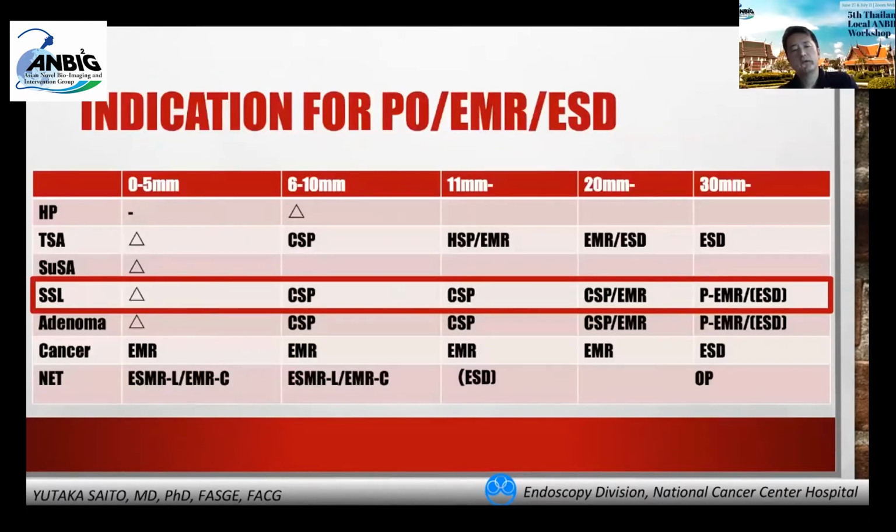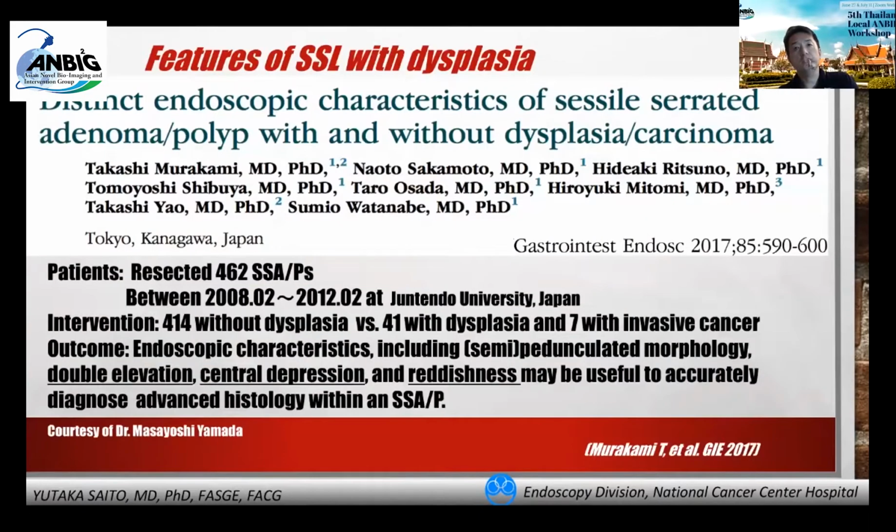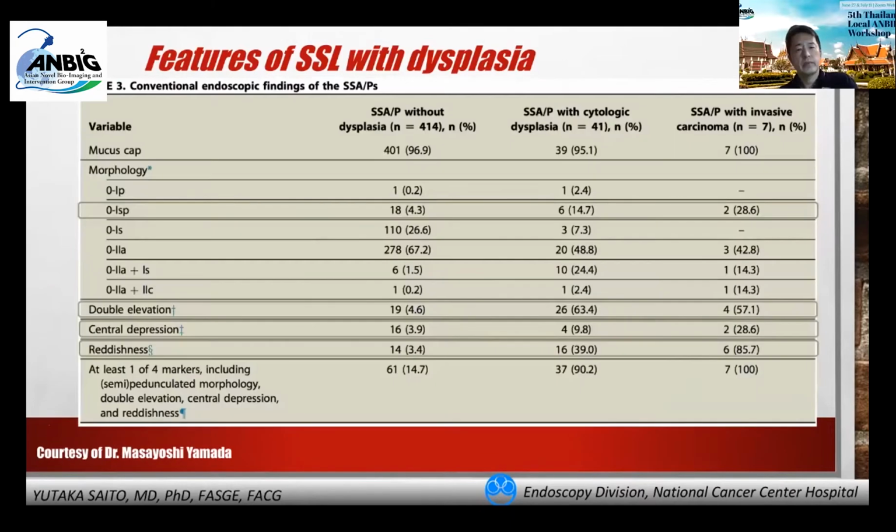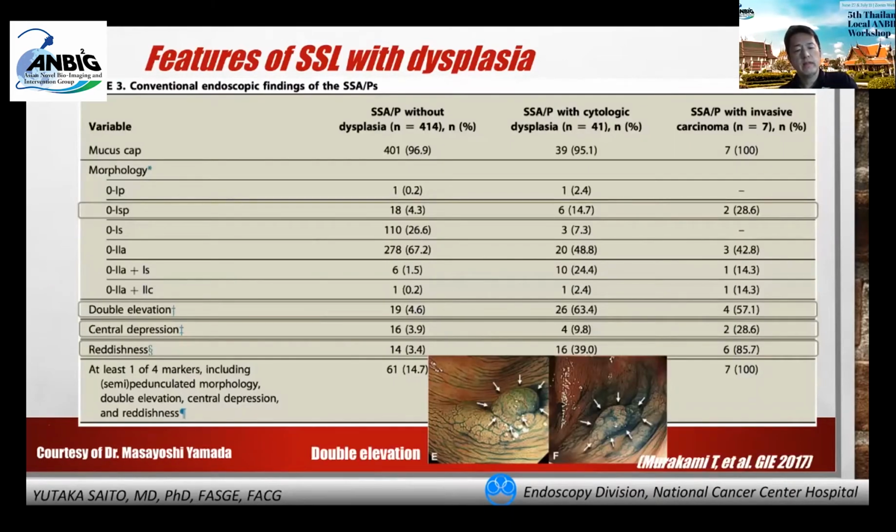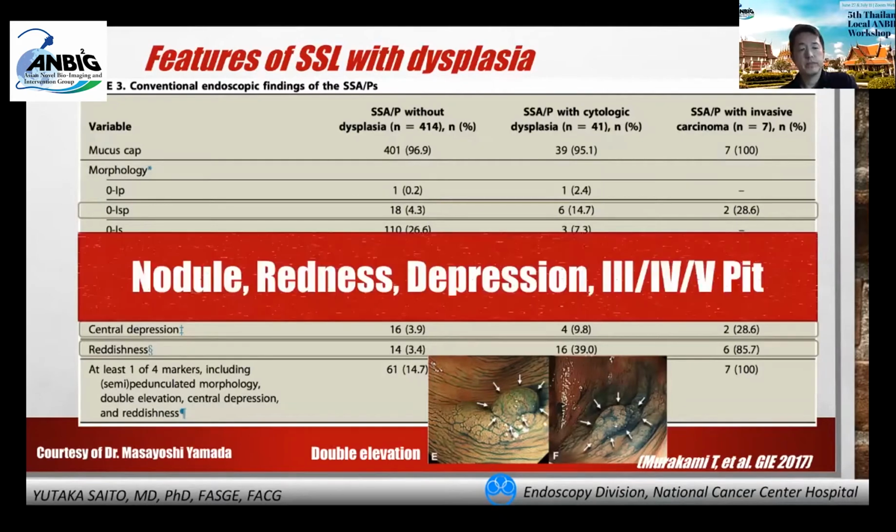Maybe in the Western countries, we know we should resect all SSL regardless of the tumor size. And this paper from Dr. Murakami, Juntendo University, reported the distinct endoscopic characteristics of SSL and SSL with dysplasia. They reported the double elevation or some depressed component, a tumor nodule, redness, depression, and type 3, 4, 5 pit pattern as features of dysplasia.